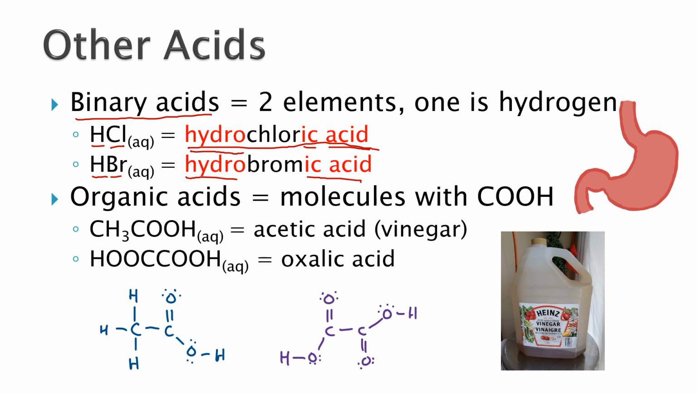Organic acids are molecules that have this COOH part of their structure. Now, if you're taking biology, you'll see this over and over and over again. All of your biological acids, like amino acids and fatty acids, they all have this COOH as part of them. In chemistry in grade 11, we don't see a whole lot of these. Acetic acid is a very common one. That's the acid that you find in vinegar. It's about, I think, a 7% solution in the vinegar.